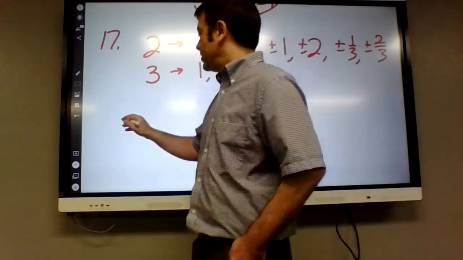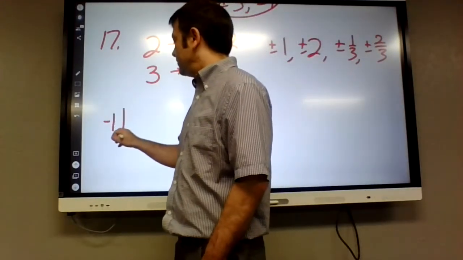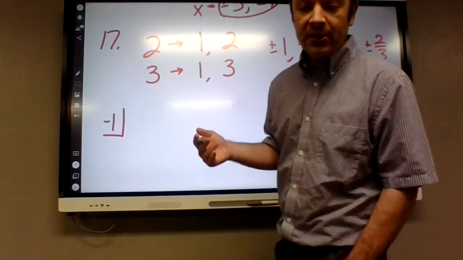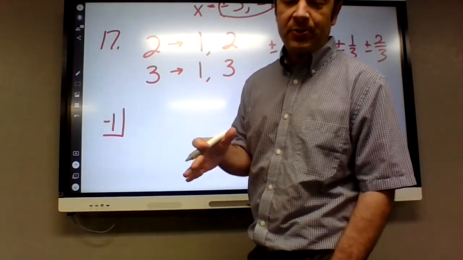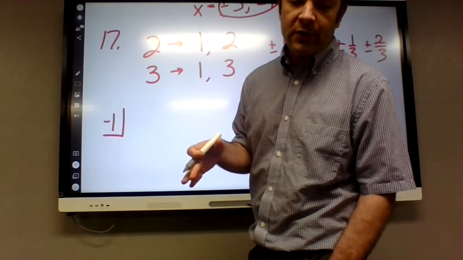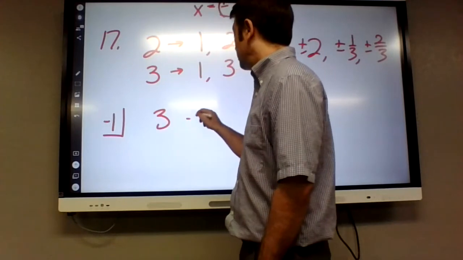So I'm going to divide with the negative 1 in the box. I'm dividing by x plus 1, basically, is what's happening. Negative 1 is the root, but x plus 1 would be the factor that I'm dividing by. 3, negative 4, negative 5, 2.